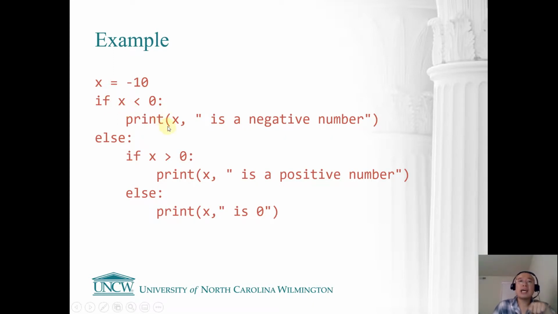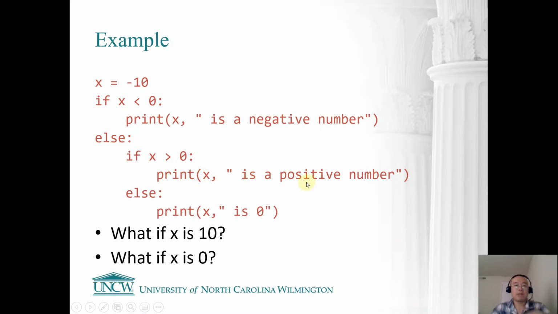So we are going to print x is a negative number, right? And what if x is a positive 10? So if x is positive 10, x smaller than 0 will give us a false. And then we have to go to the else range. And inside of the else range, we check another condition, which is if x greater than 0, that gives us a true. So we will go to this if branch, and then we print x is a positive number.